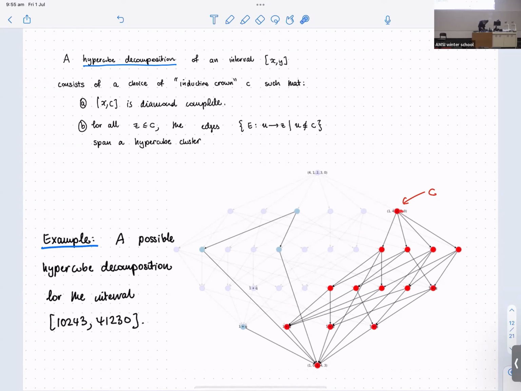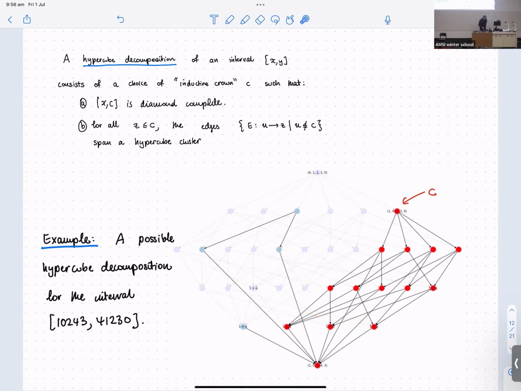So here's my C. What I'm claiming here is that, firstly, this piece is diamond complete. So there are no things like that in here. And the second thing is that if I look out from any edge here, so here's an example where I look out. These are the two edges looking out. And look, I can complete it to a unique diamond.